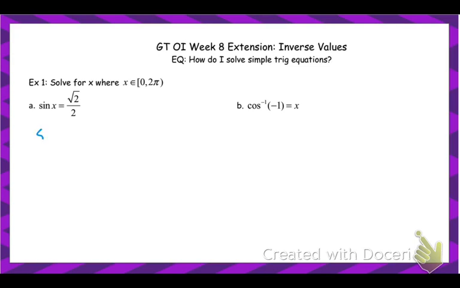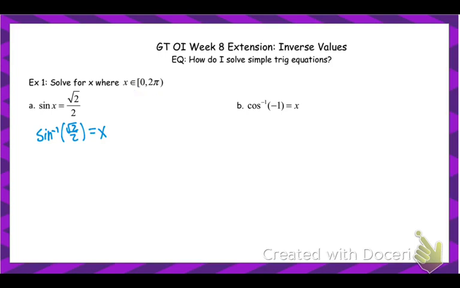In order to solve that, you would have to do sine inverse of root 2 over 2 is equal to x. Well, to answer that question, we need to look at a couple things. First of all, we need to look at how we want to write our solution. This tells us it wants x to be in between 0 and 2 pi. 0 is included, 2 pi is not. That's basically saying somewhere on that unit circle that we did in the last extension video. So wherever sine is root 2 over 2 on that unit circle is your answer.